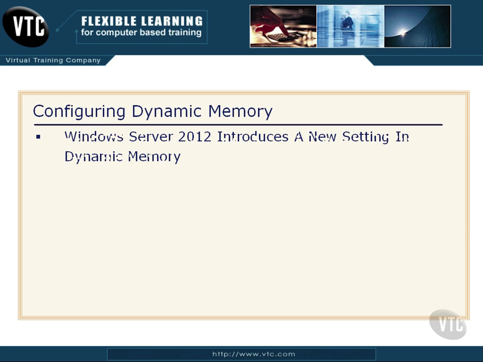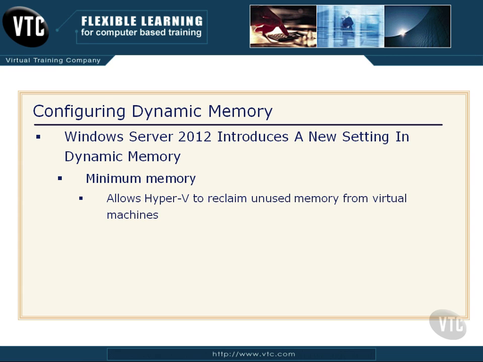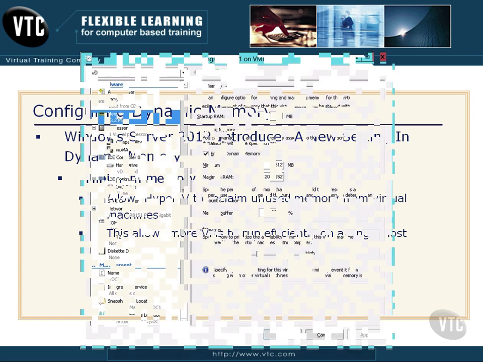So Windows Server 2012 is introducing a new setting in Hyper-V in the dynamic memory section, and that new setting is minimum memory. This allows Hyper-V to reclaim unused memory from the virtual machine because now it knows the floor. It can reclaim down to a certain point, but it has to leave a certain amount of minimum memory there for the machine to run. And this allows more virtual machines to run efficiently on a single host.